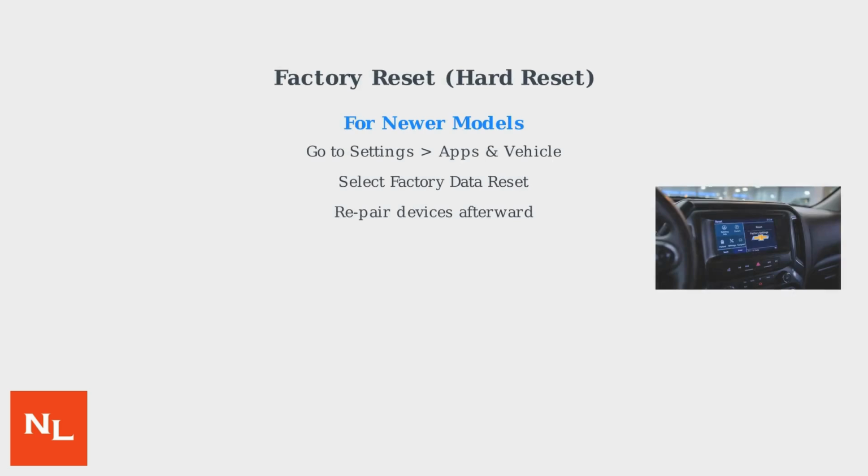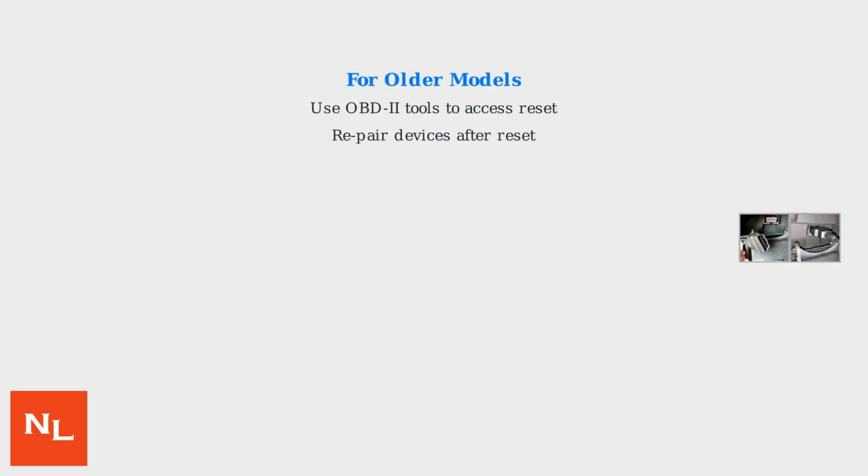For a factory reset on newer models, navigate to Settings, then Apps and Vehicle, and select Factory Data Reset. This erases all user data, so remember to repair your devices afterward. For older models, use OBD2 tools to perform the factory reset. Again, you'll need to repair all your devices after the reset is complete.